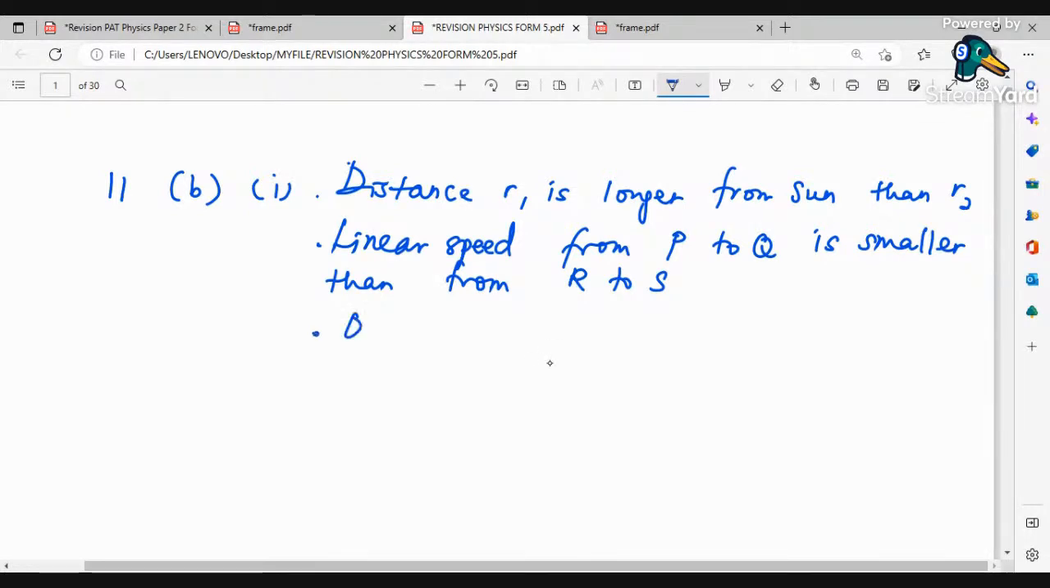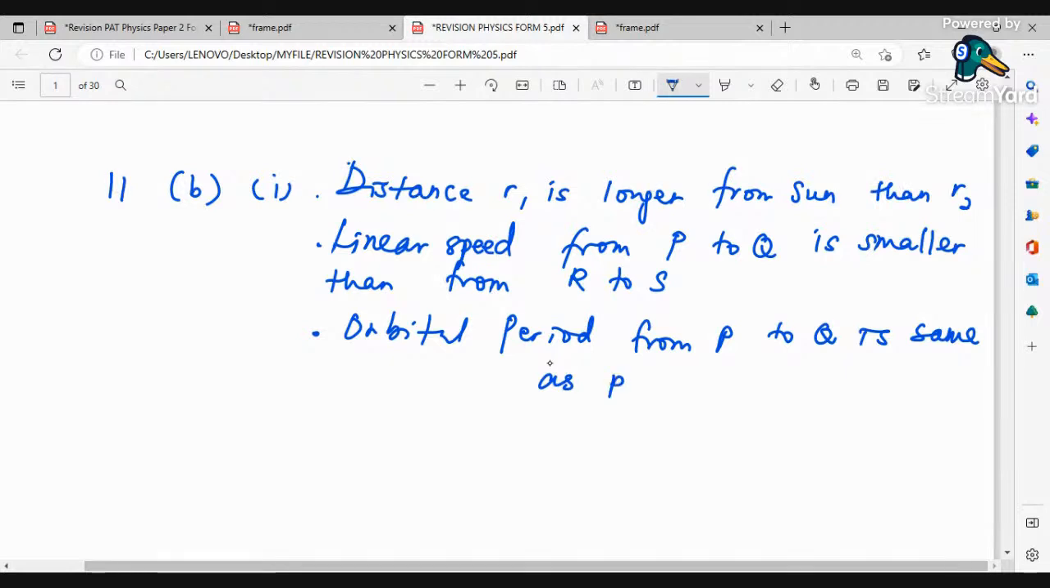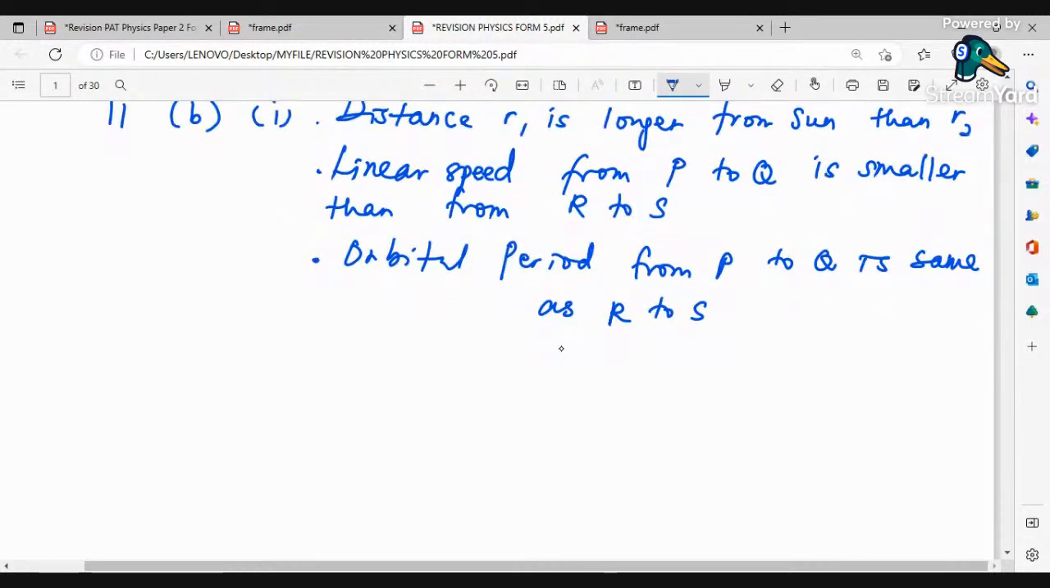Okay, orbital period P to Q is same as R to S. Same time taken. Okay. Part 2, relate between distance from Sun and the linear speed.